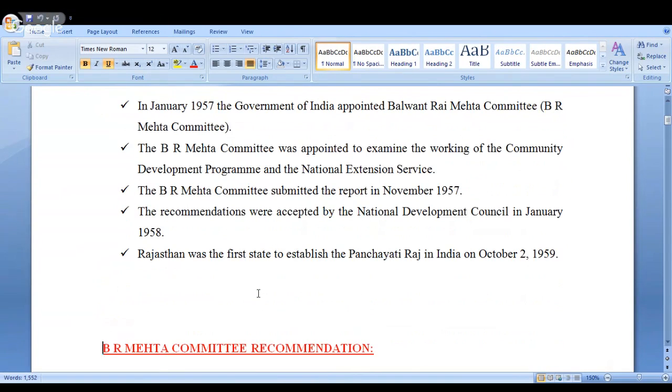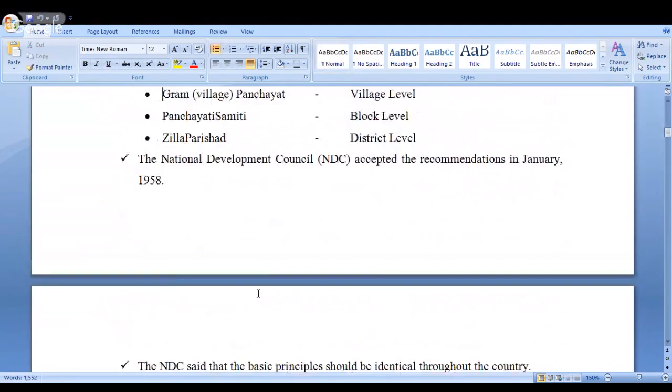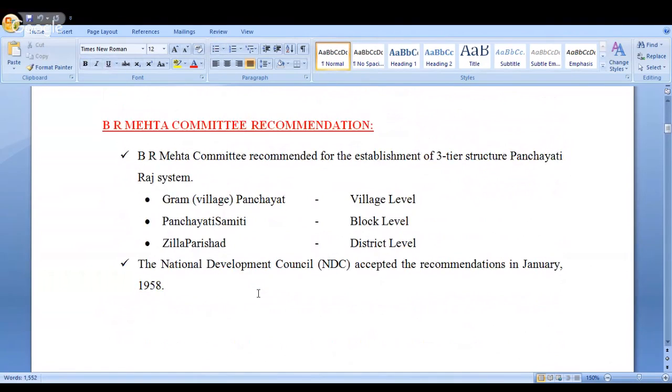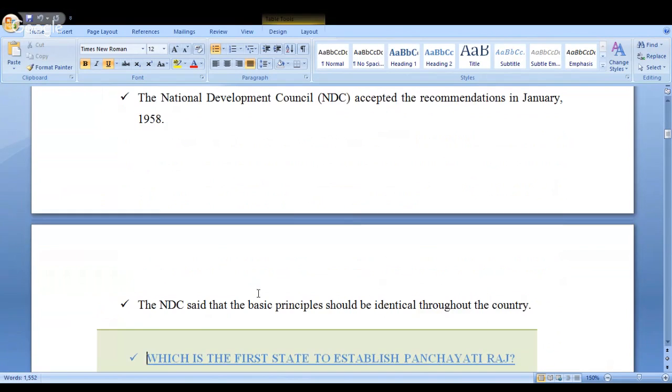Next, Balwantaraj Mehta Committee. Look at this. So what are the recommendations here? The Balwantaraj Mehta Committee recommended the establishment of the three-tier structure Panchayat Raj system. Right, look at this. Village Panchayat at the village level, Panchayat Samiti at the block level, Zilla Parishad at the district level. So this is the structure that was recommended by Balwantaraj Mehta Committee, and accordingly, the recommendations were accepted by NDC, and it was first implemented in Rajasthan.